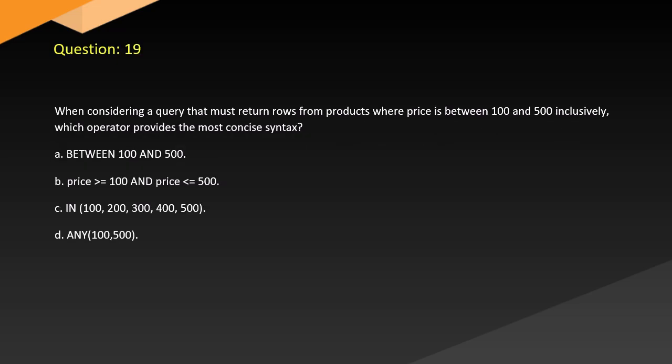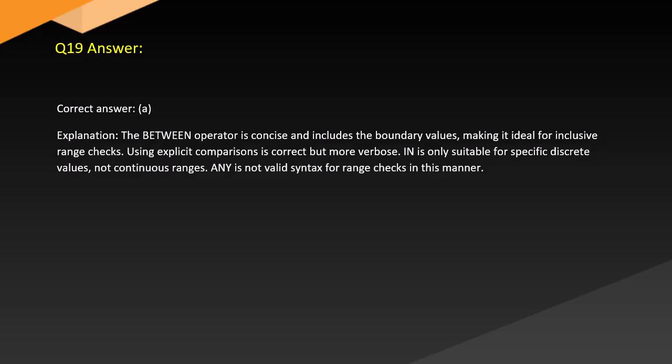Question 19. When considering a query that must return rows from products where price is between 100 and 500 inclusively, which operator provides the most concise syntax? A, between 100 and 500. B, price equals 100 and price equals 500. C, in 100, 200, 300, 400, 500. D, any 100, 500. Answer. Correct answer, A, explanation.